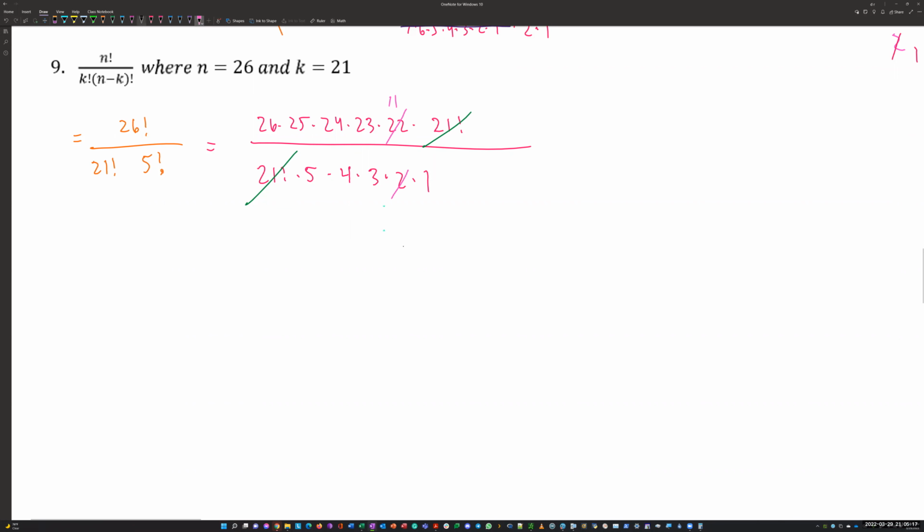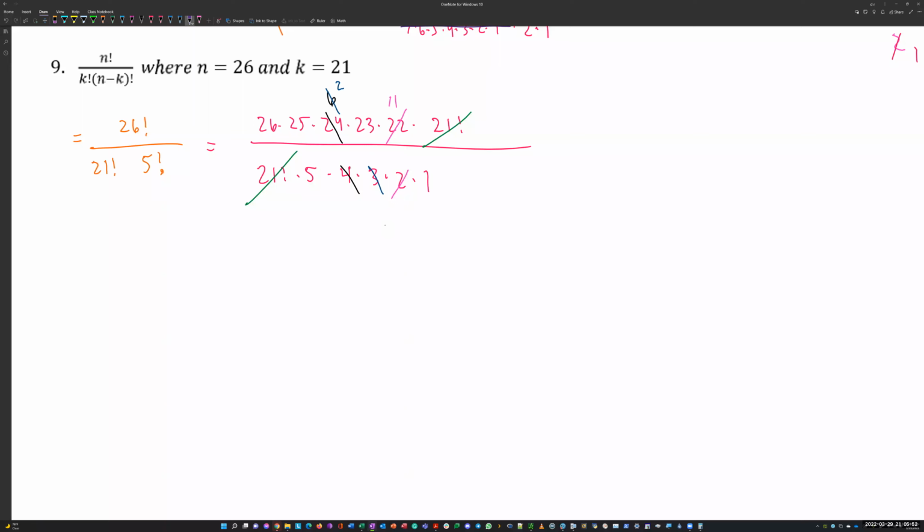4 goes into 24. How many times? 6. 6 is correct. What else was someone saying? 3 into 24 is correct, but the only thing is I already canceled the 24 here. So now I'm gonna say 3 goes into 6. Is that right? You can't do 24 again. It's already gone. So then this 3 goes into 6 twice. Is that right? What else are we gonna cancel?